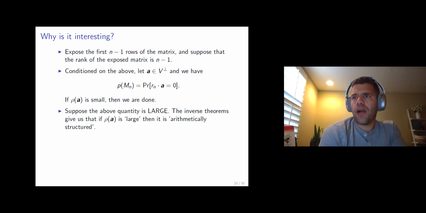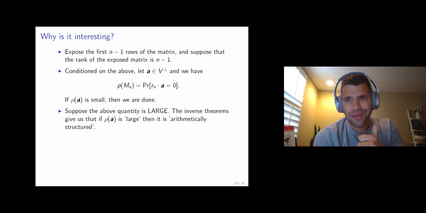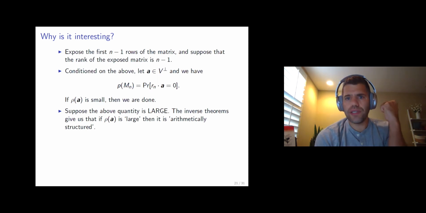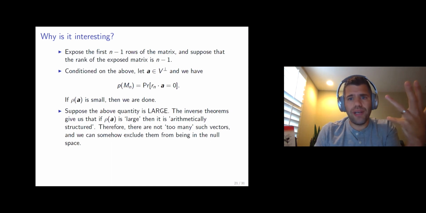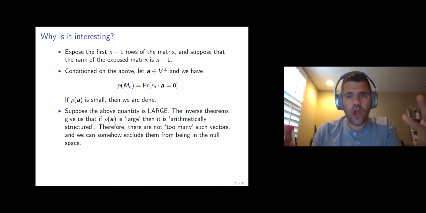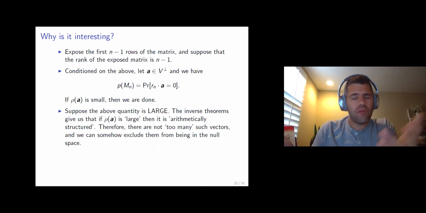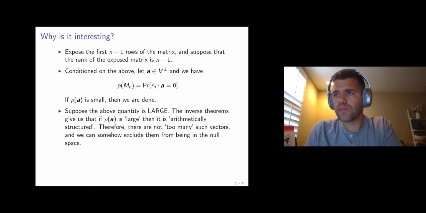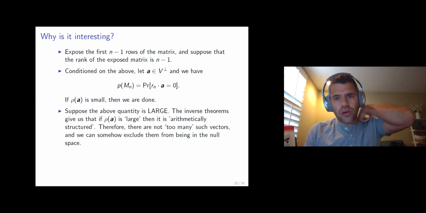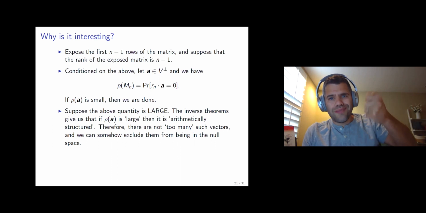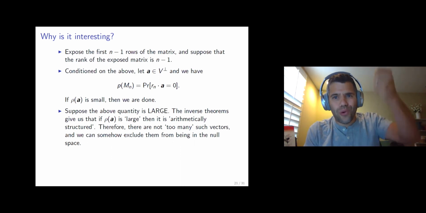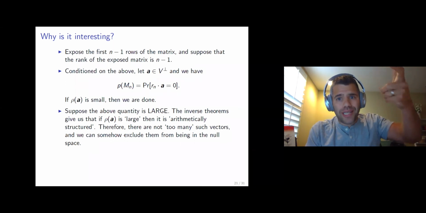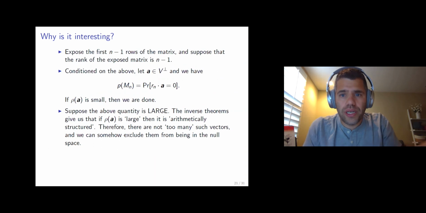Now suppose that the above quantity is large. If the atom probability is large, the inverse theorem says that the vectors A with such atom probability are arithmetically structured. Therefore, at least on an intuitive level, we know that there are not too many such vectors. So we hope to be able to exclude them with a simple union bound. For example, if the atom probability is rho, the probability for such a vector to be in the null space is like rho to the n. If there are much fewer than 1 over rho to the n such vectors, then clearly I can exclude all of them.